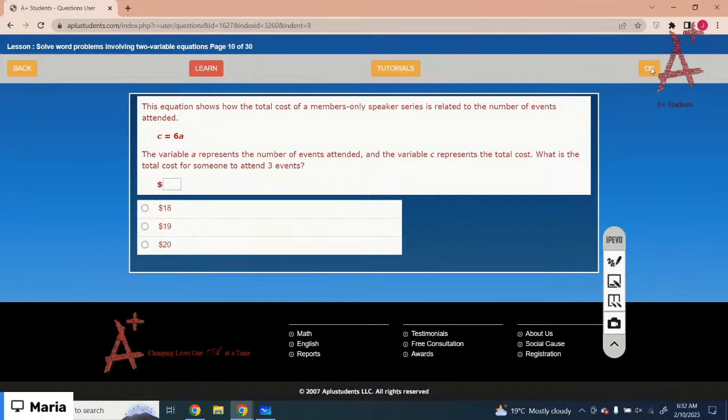So the correct option is 18. Got it? So just select the correct option, then click on the OK button.